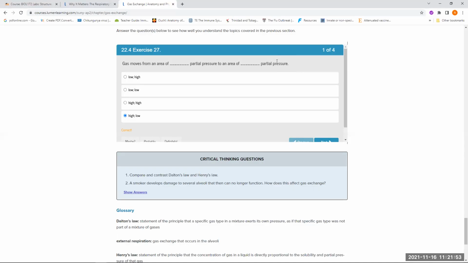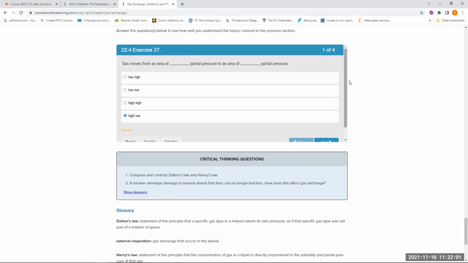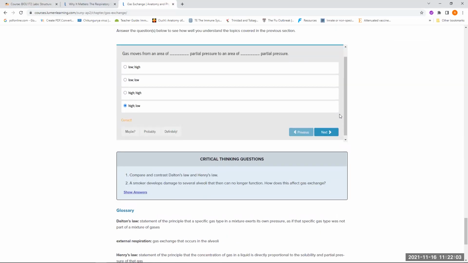And in this case, always remember diffusion, things move from high to low. And why do they move from high to low? Well, it's just an energy requirement. It's a lot easier to move from high to low than low to high. Very good. Let's look at another one.